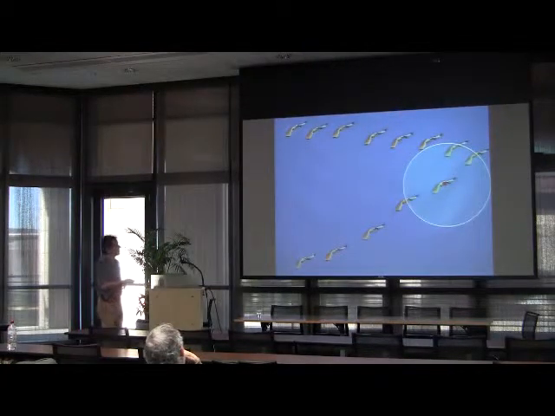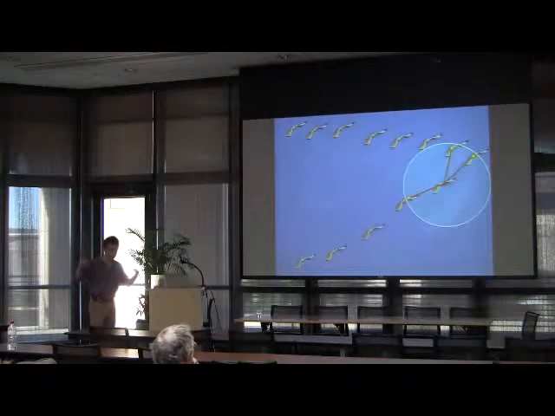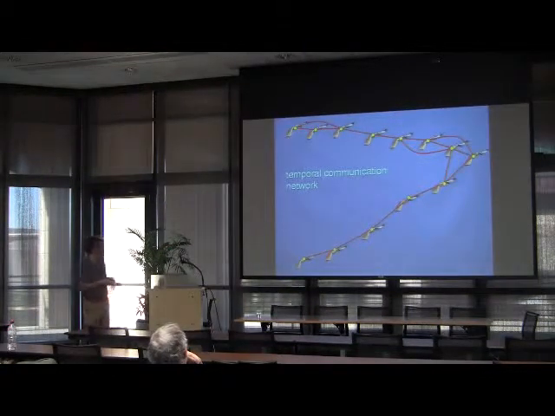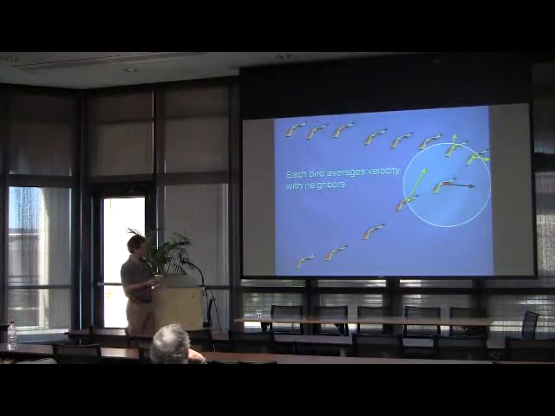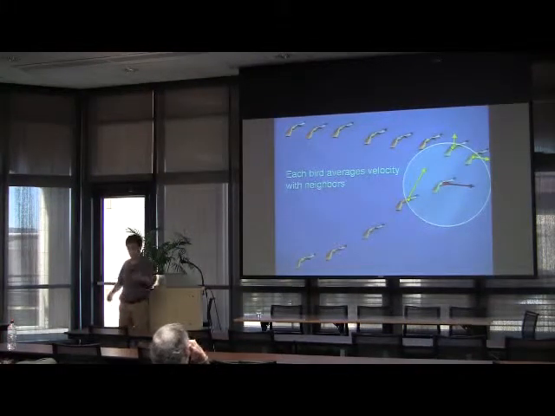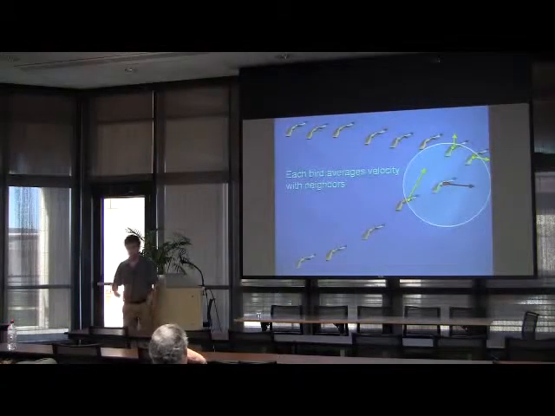And so what it does roughly is take every bird and look within a certain ball of certain radius, and decide to build this graph like this. So we have this temporal communication network, which will change over time. And what happens is that a bird has a velocity, and the velocity vector will be averaged. So now you average the vector, and then you move.